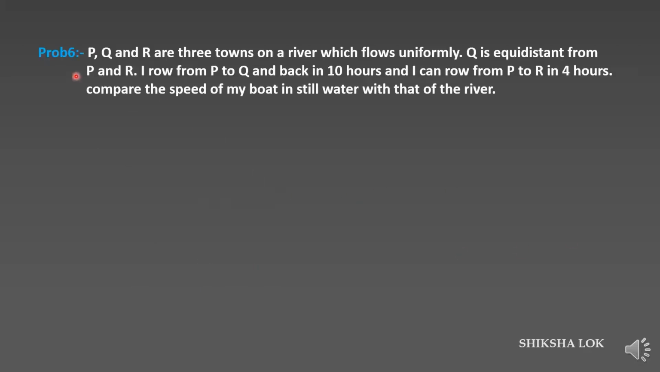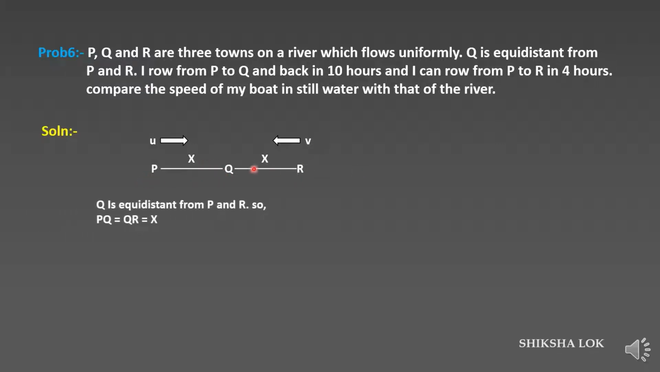So this is a standard question, so mark it. P, Q, R are three towns on a river which flows uniformly, and Q is equidistant from P and R. So Q is there. From P it has the same distance, that is x, and from R also it has the same distance x. That's equidistant. That's given, Q is equidistant from P and R, so PQ equals QR equals x.